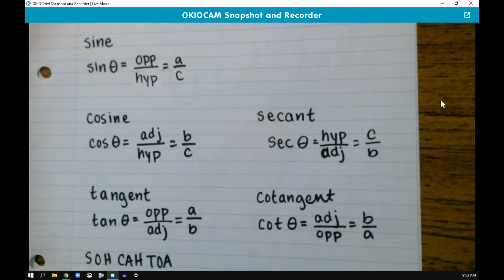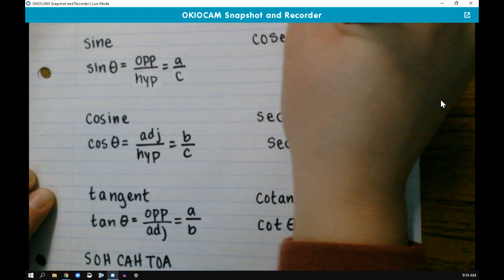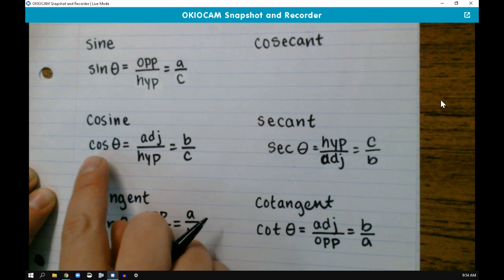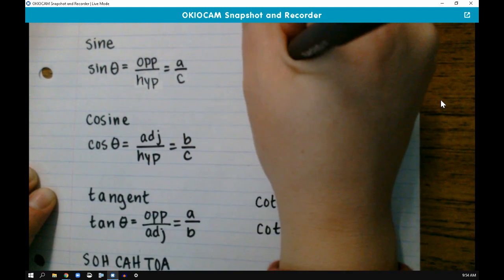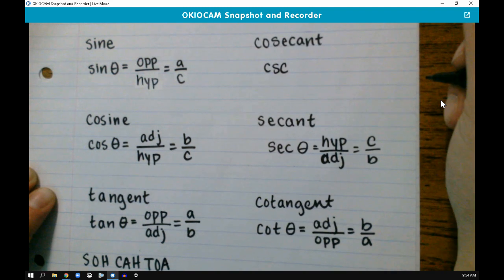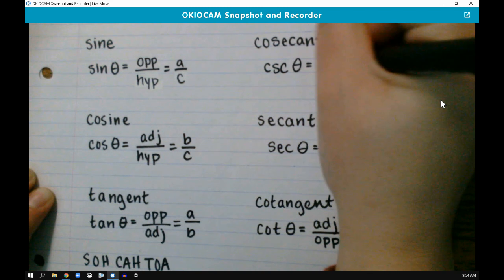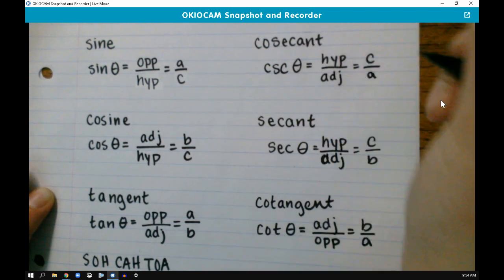And then finally, the reciprocal of sine is cosecant. Cosecant's abbreviation is the only one where it's not just the first three letters, because cosine is already COS. So cosecant's abbreviation is CSC. Cosecant of theta is our hypotenuse over our opposite, which is C over A.